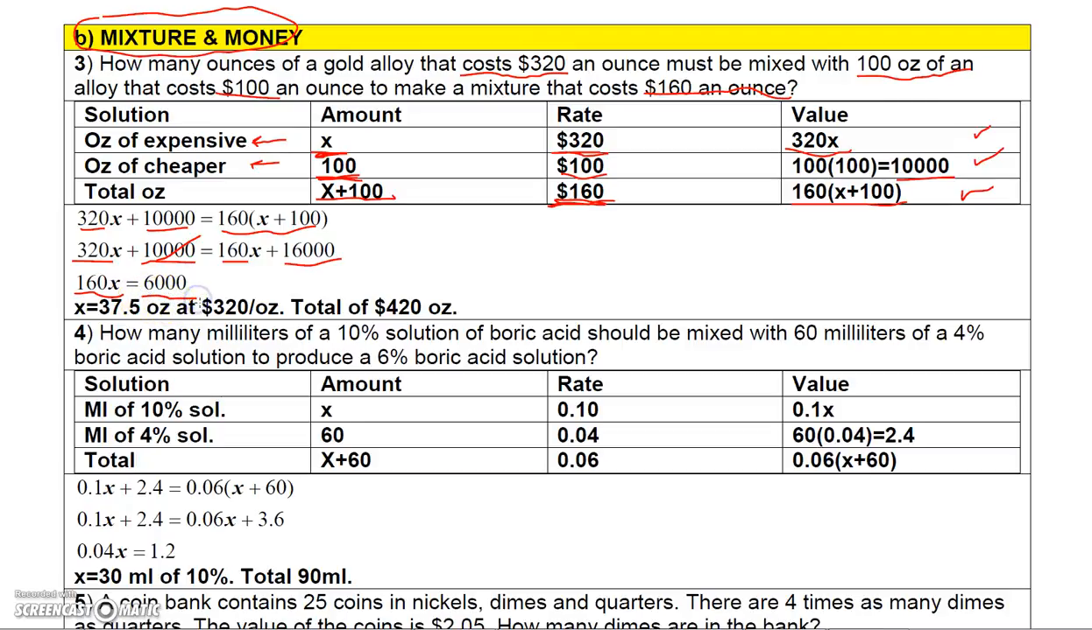So now I'm assuming that you've mastered equations and you understand how I go from this step to this step. But basically I'm just doing it in my head, using the properties of equations. So anyway, I get 160x equals 6,000, and then if you divide 160 into both sides, you'll get x equals 37.5 ounces. And that's the number of ounces of the $320 alloy, and that was actually what it asked.